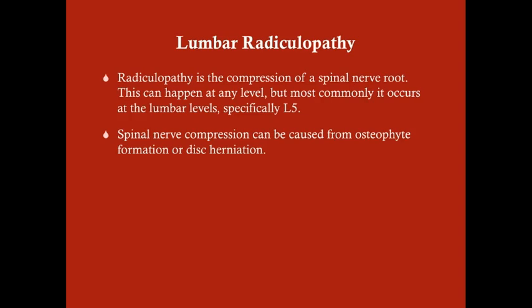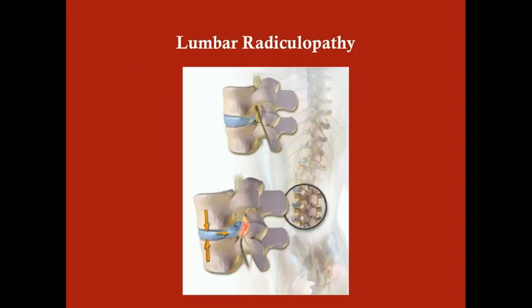So as mentioned, radiculopathy is compression of a spinal nerve root, and the spinal nerve compression can be caused from osteophyte formation or disc herniation. So here's an example of what could cause the radiculopathy. So this is normal here. You have your intervertebral disc, and then you have here your spinal nerve emerging from the spinal canal. Here you have a herniation of the intervertebral disc, and that can impinge upon the nerve.